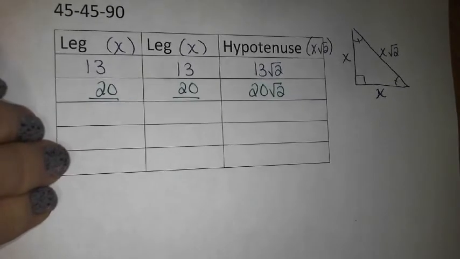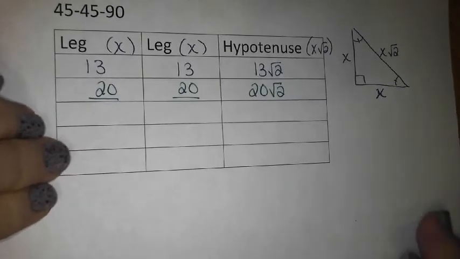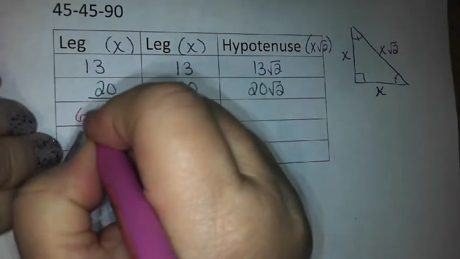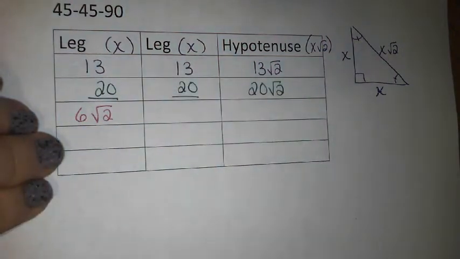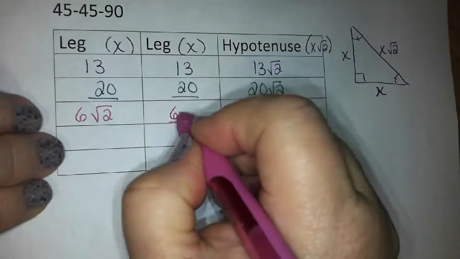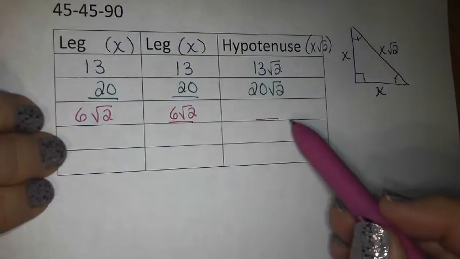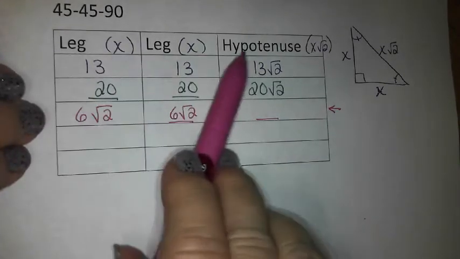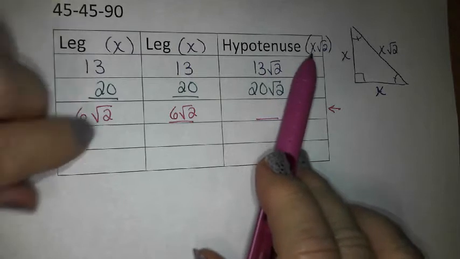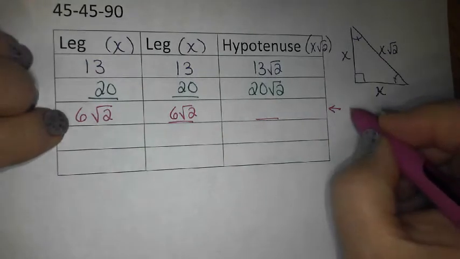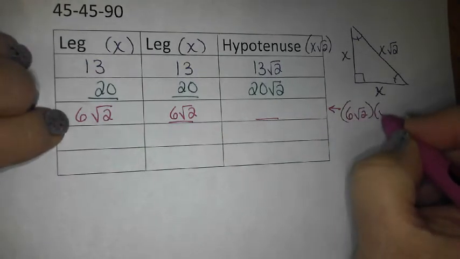Still pretty easy. Now, what if I told you the leg was 6 root 2? And I asked you to find the other leg and the hypotenuse. Well, first off, we know the other leg is the exact same thing, 6 root 2. But how would I find the hypotenuse? Well, if I need to go from a leg to the hypotenuse, look what I do. I just take whatever the leg was times the square root of 2. So that's what we'll do here. The leg times the square root of 2.